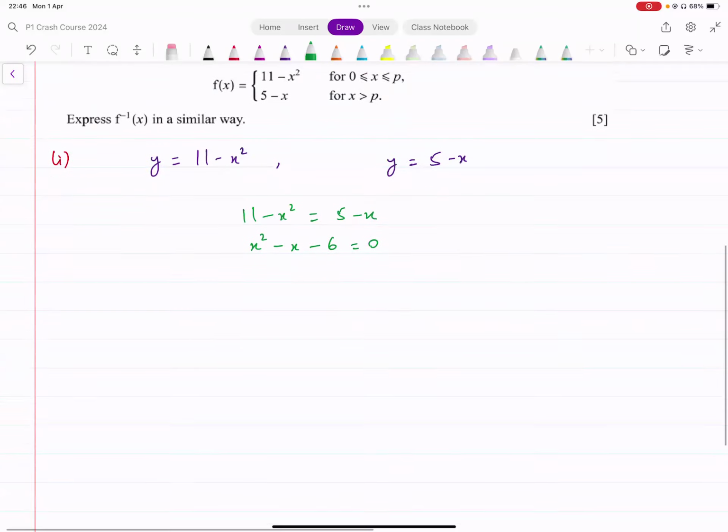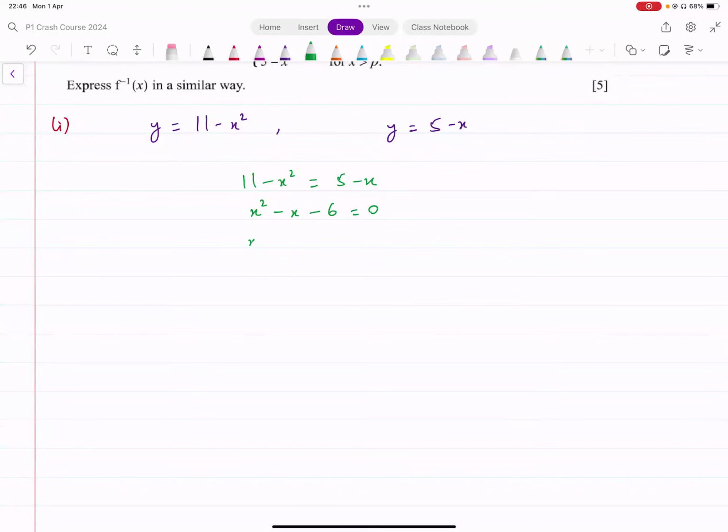And now you can factorize this. In this case, I think you can break the middle term like this. Yeah, so you can write x squared minus 3x plus 2x minus 6 equals 0. That gives you two factors. Showing these steps is important. Solving quadratic equations is part of your syllabus. You cannot just input this directly in your calculator and write down the answer.